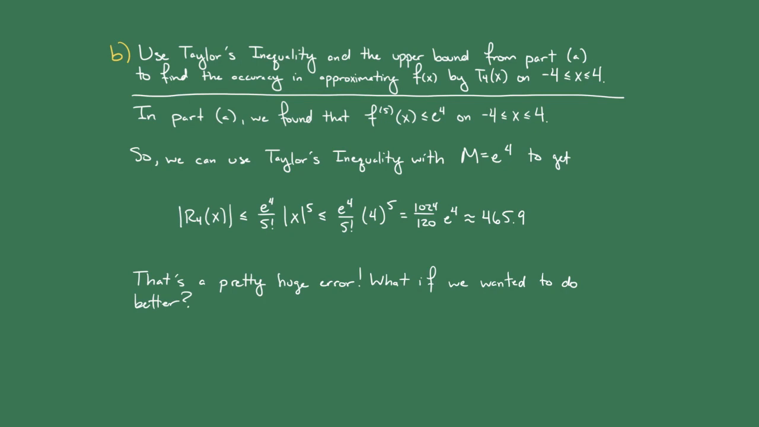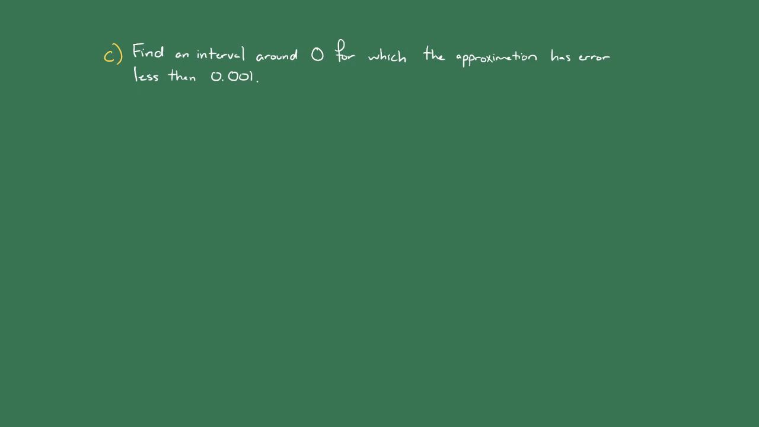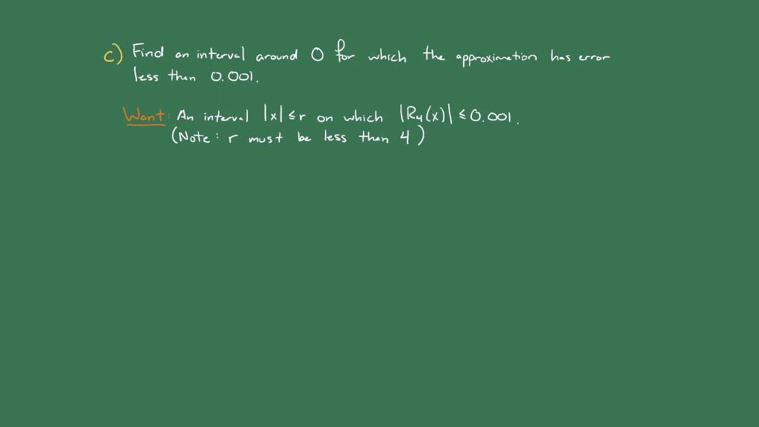Let's try shrinking the interval to improve the approximation error. In particular, let's find an interval around 0 for which this approximation has error less than 0.001. Let's rephrase this using r variables. We want an interval, absolute value of x less than or equal to r, on which the error R_4 of x is bounded by 0.001. Note that r has to be less than 4, since the error on the interval -4 to 4 was over 400. So, then what is our goal for finding this r?